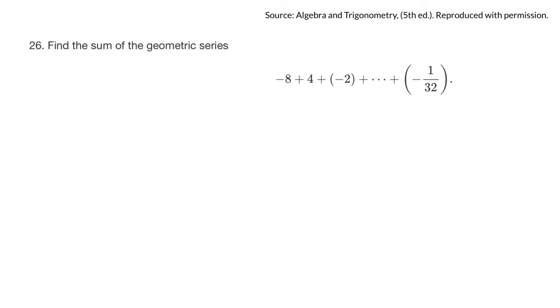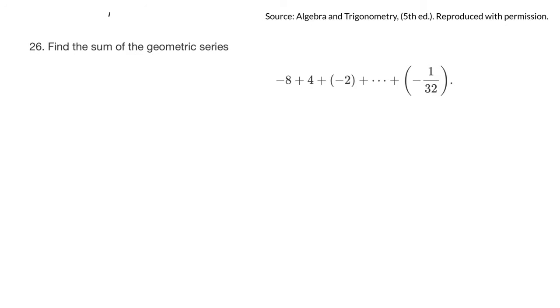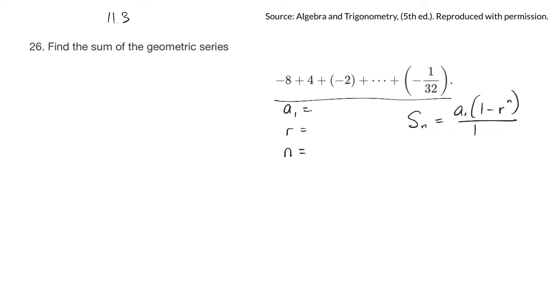Alright, here's some questions from 11.3, looking at geometric sequences and series. So the first question says, find the sum of this series. So I look at the series, and what I'm looking for, I need a first term, I need a ratio, and I need to know how many terms there are in the sequence. Then I can use this formula, Sn equals a1 (1 minus r to the n) all over 1 minus r.